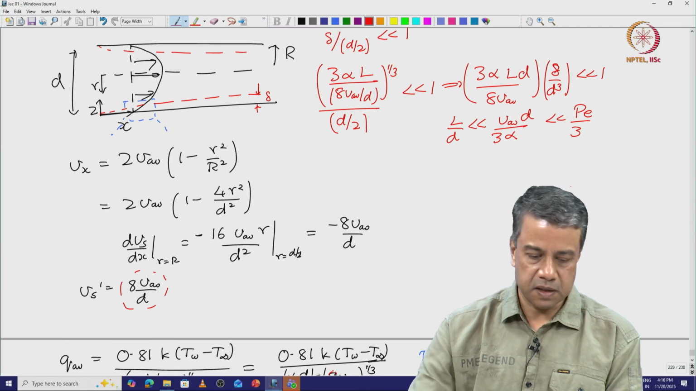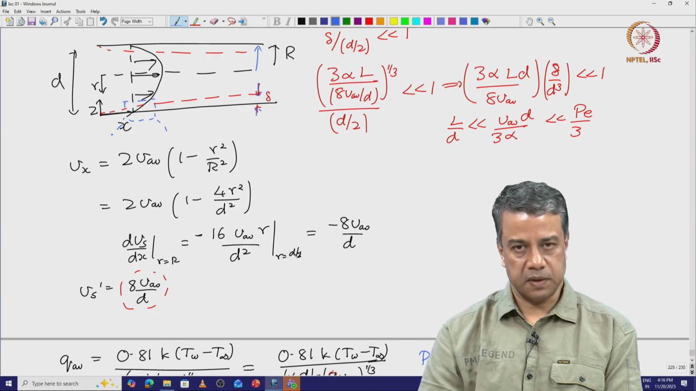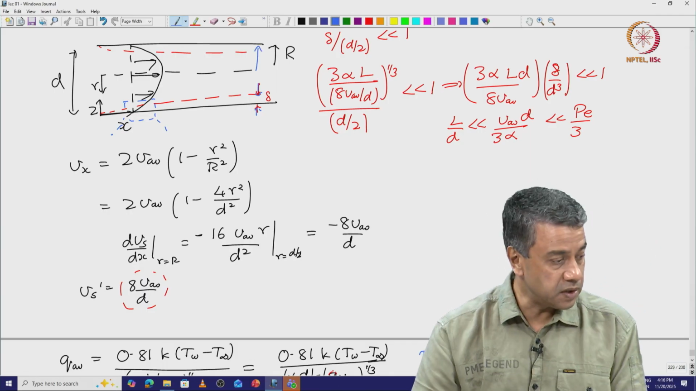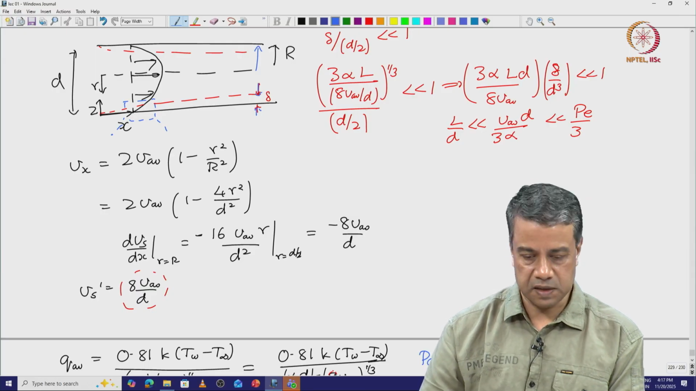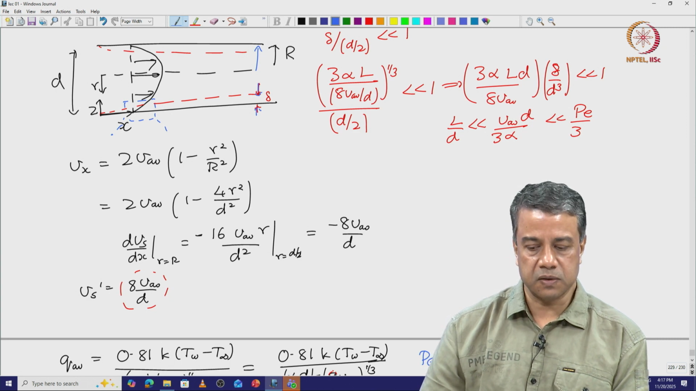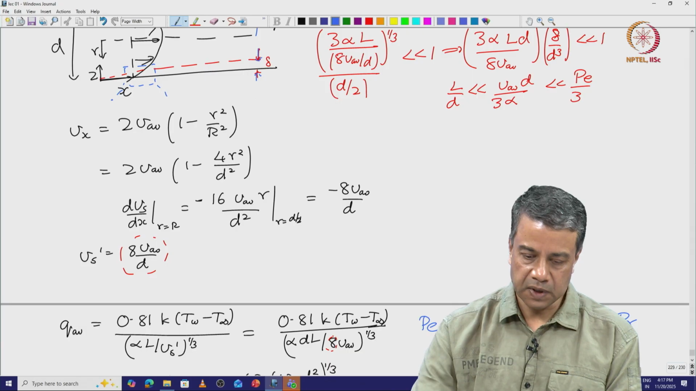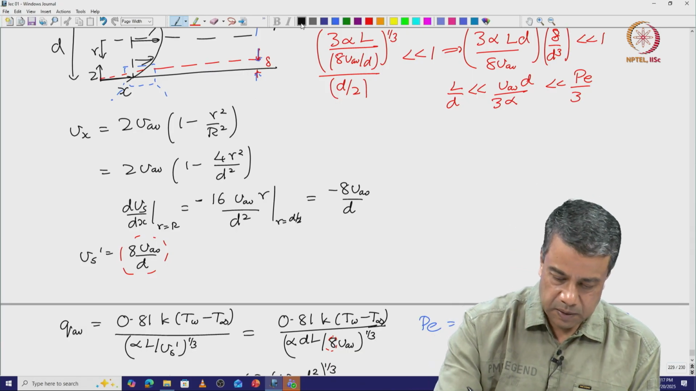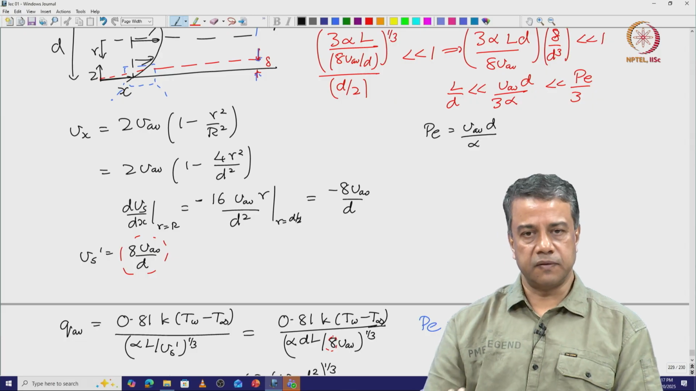So the condition is that the boundary layer thickness has got to be much smaller than the radius of the pipe for the boundary layer approximation to be valid. The approximation is valid only when the boundary layer thickness is much smaller than the radius of the pipe. That means that the length by diameter ratio has to be much smaller than Pe by 3, the Peclet number by 3. The Peclet number is V average d by alpha.